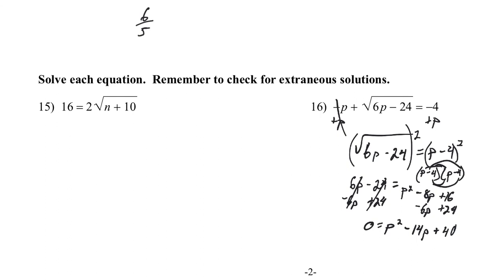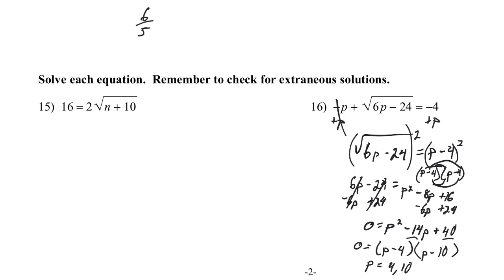Then we factor this into 2 binomials. We need to multiply to get 40 and add to get negative 14. So we have p minus 4, p minus 10. So my solutions, or at least my possible solutions, are 4 and 10. So we need to check them to make sure that they both work by plugging them in.